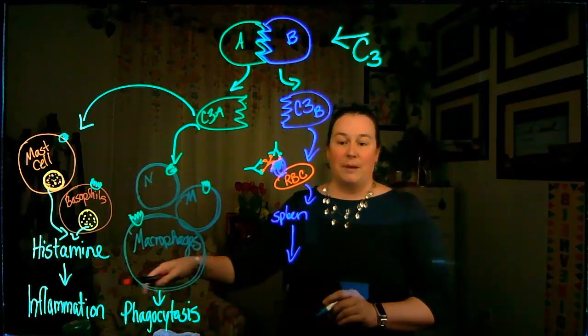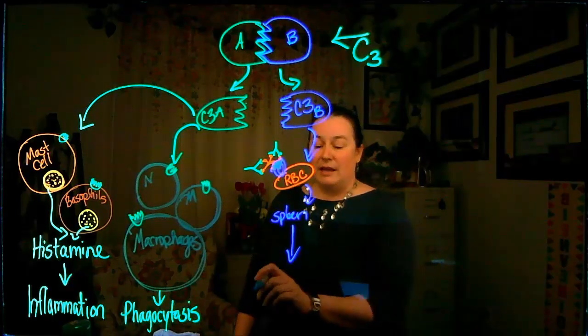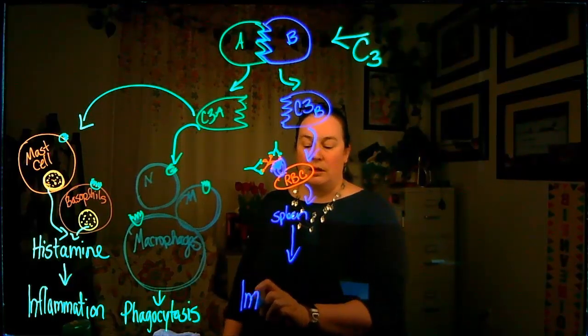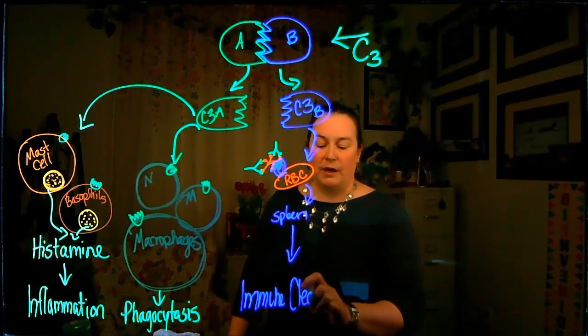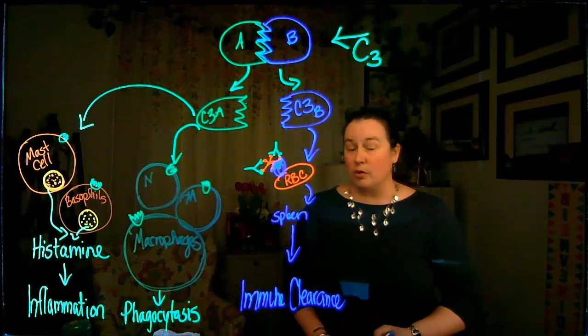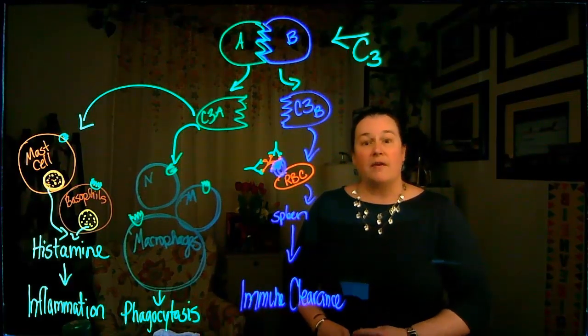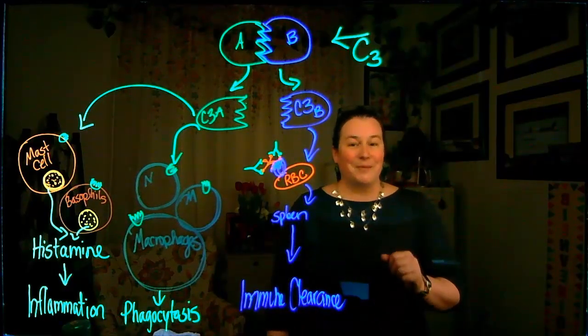So we had inflammation and phagocytosis. The end result of this is a system called immune clearance. The word clearance is frequently used in medicine to reference the removal or the clearing of a molecule or a substance from either the bloodstream or from the kidneys as well.